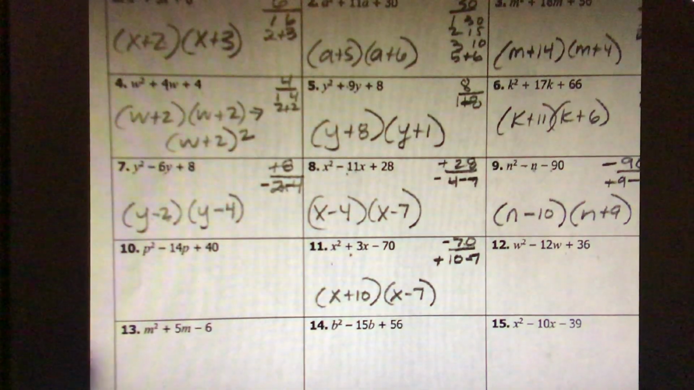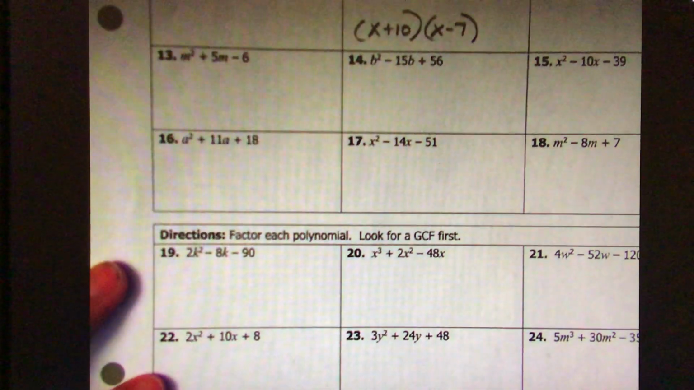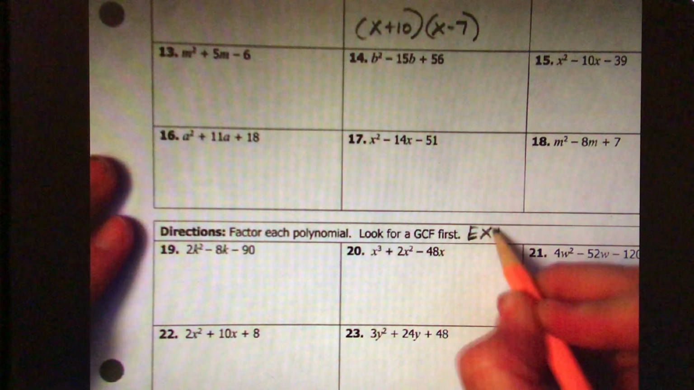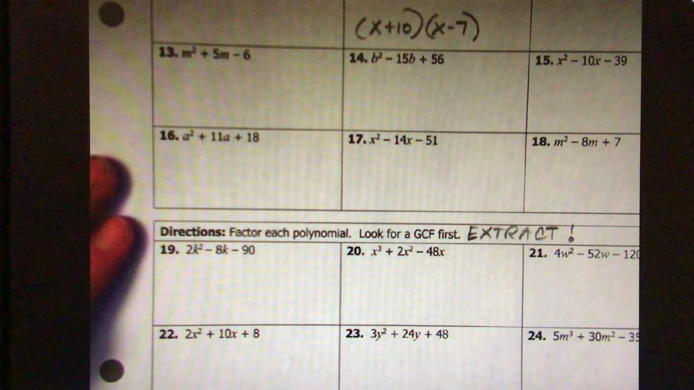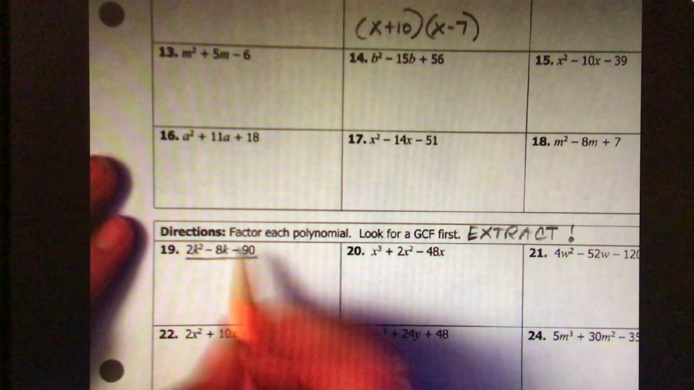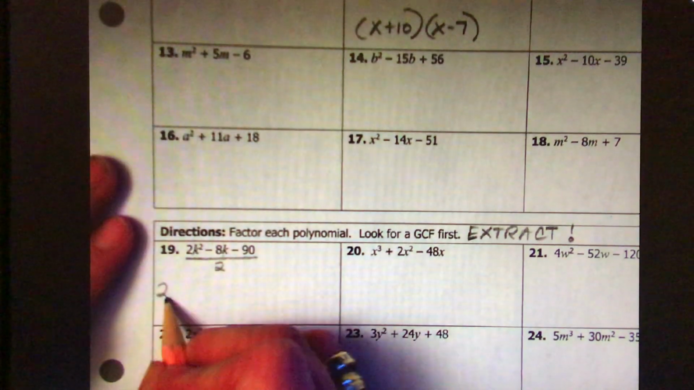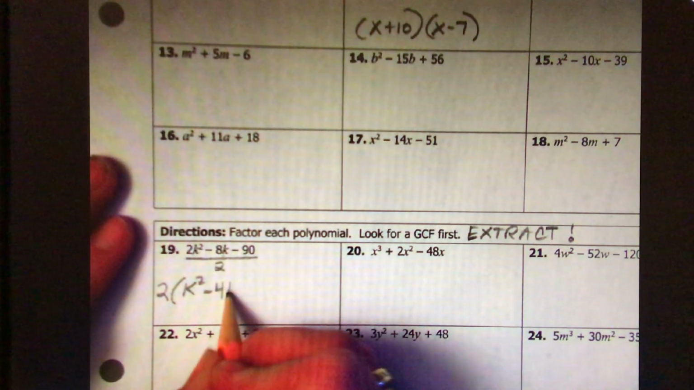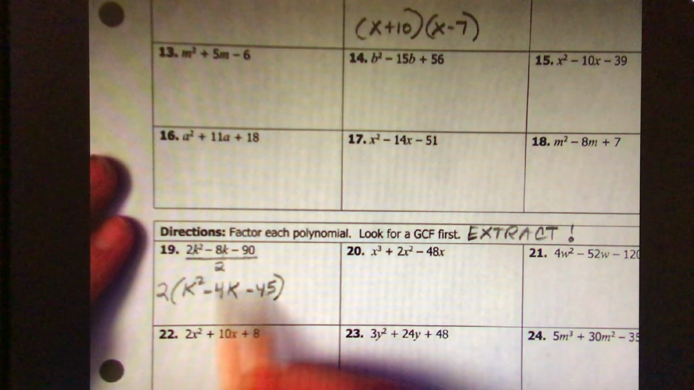Okay, let's go down to number 19. Okay, so I'm going to have to extract. And then I'll see if there's more I can do. So if I look at this, I'm going to extract 2 goes in all these terms. K is not in all of them, so it's just going to be 2. I'm going to extract my 2, put my 2 outside, and divide these terms. Now, can I factor this out?